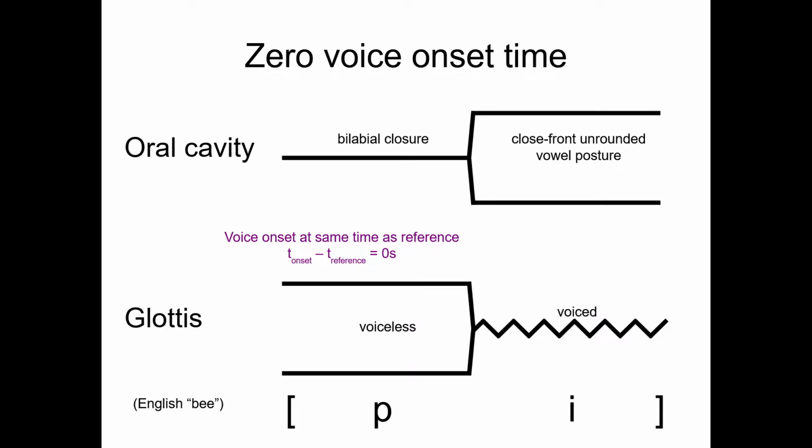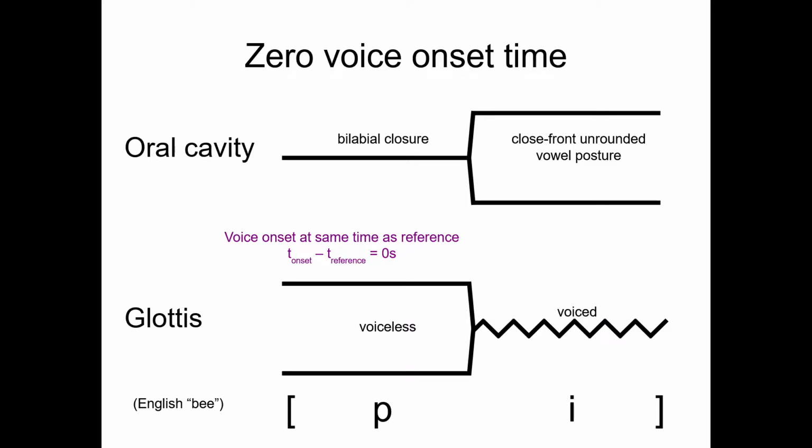So one possibility is that they happen at the same time. We call this zero voice onset time. Mathematically, we take the time of the onset of voicing and subtract our reference time, the time when the bilabial closure ends, and if they happen at the same time, we subtract one from the other and we get zero.